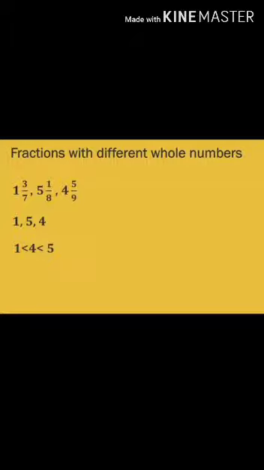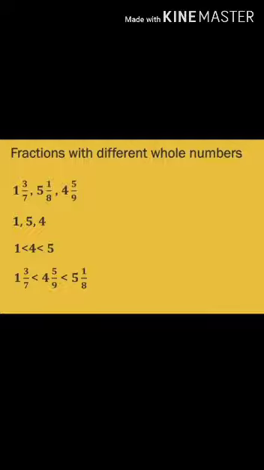Once we have arranged the whole numbers in ascending order, we can easily arrange the mixed fractions as well. We will just write the mixed fractions in the same order as their whole numbers. So it will be 1 and 3 out of 7, 4 and 5 out of 9 will be bigger, and 5 and 1 out of 8 will be the biggest or the largest mixed fraction. So this was really easy, right?